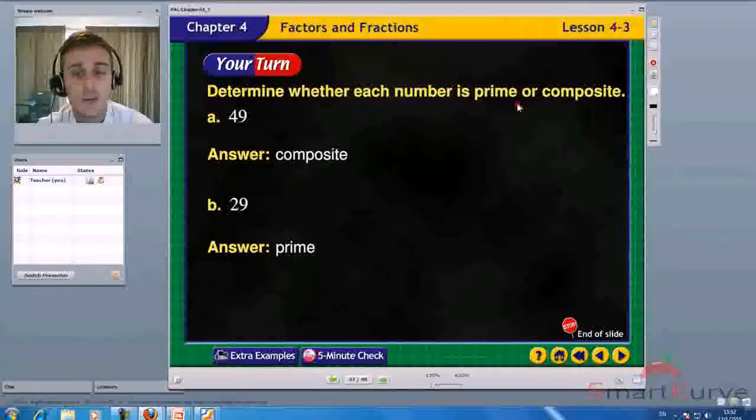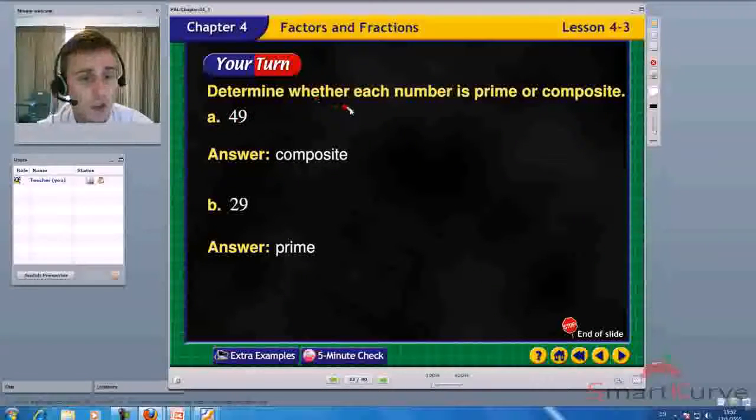Determine whether each number is prime or composite. Well, we know 1 times 49. We know 49 cannot be divided by 2. We know it cannot be divided by 3. It cannot be divided by 4, cannot be divided by 5, but it can be divided by 7. 7 times 7 is 49. It is a composite number.